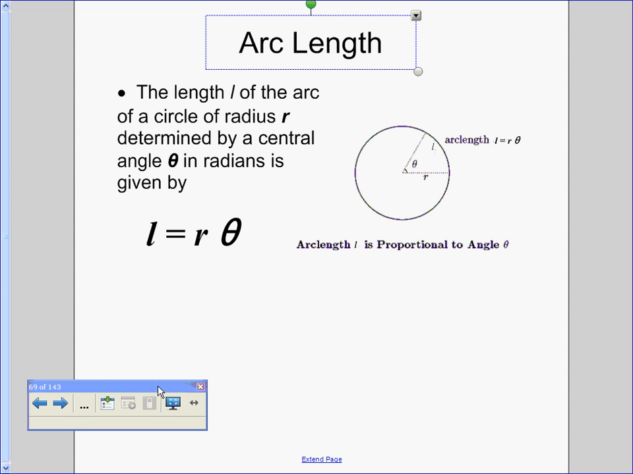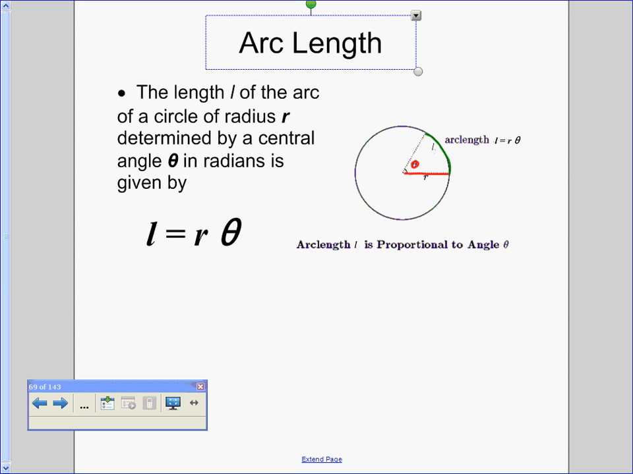Arc length is going to be the length of an arc of a circle with a radius of r. So if you see a radius r here, that's determined by central angle theta in radians. And so here's theta. Let's say we want to find this green arc length here.